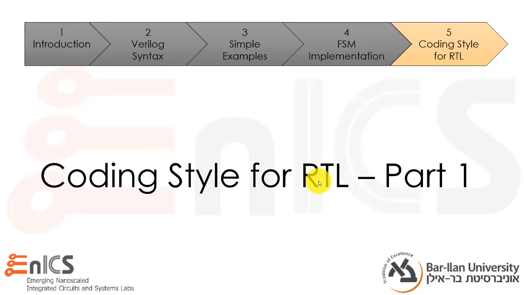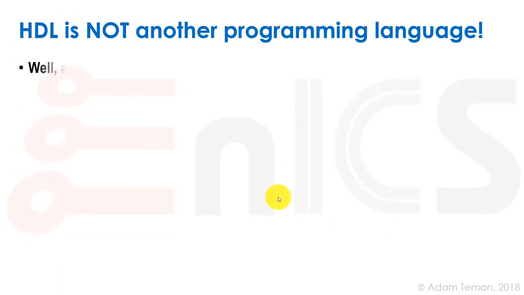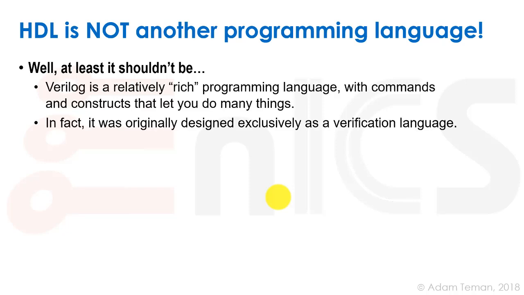So now that you know everything you need to know to write RTL, well, maybe not everything, but at least enough to write a simple state machine, I want to discuss a summary of the coding style that you need to adhere to in order to make sure that your design will actually work. So, as I said, an HDL is not just any other programming language. At least it shouldn't be. You have to treat it right, okay?